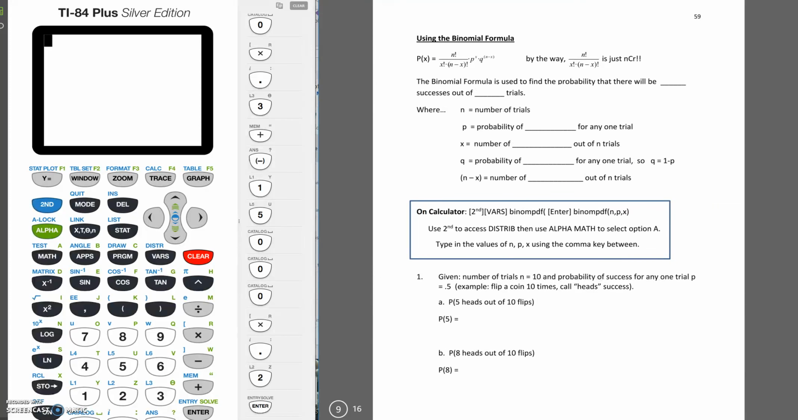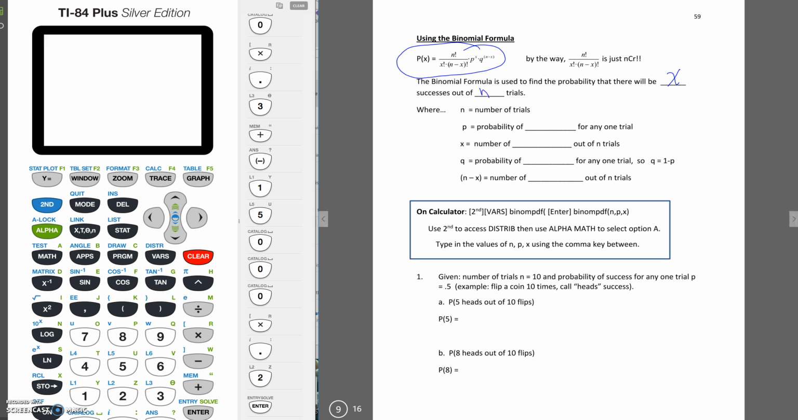Now, if something is a binomial situation, the reason we care about studying that is that there's actually a formula to help you find the probability of success. So here's the probability formula for the binomial. The good news is our calculator actually has a function that will find that for us, and it has to do with combinations. The binomial formula is used to find the probability that there will be X successes out of N trials.